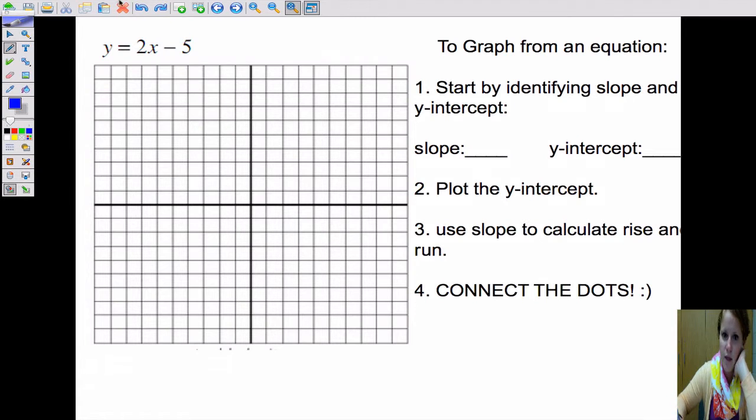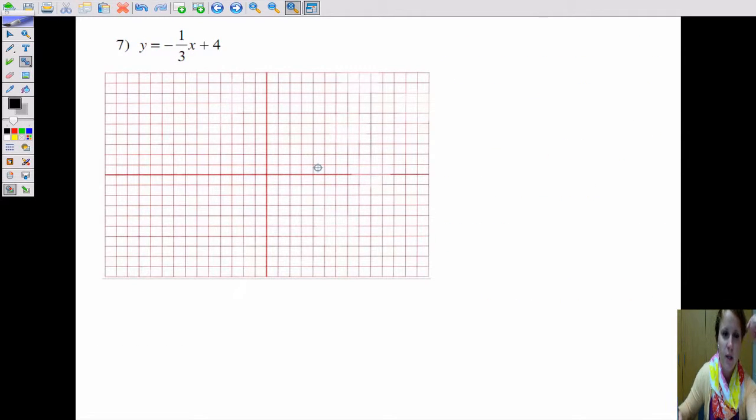Here, if we graph, we need to identify slope. My slope is 2. If I want to write that as a fraction, it's 2 over 1. Any whole number is that number over 1. My y-intercept here is going to be (0, -5). So we're going to start in the negative. 1, 2, 3, 4, 5. And then my slope is 2. So I'm going to go up 2 over 1, up 2 over 1, up 2 over 1. And I can draw my line with arrows, connecting the dots. Those arrows tell us that the line goes on forever.